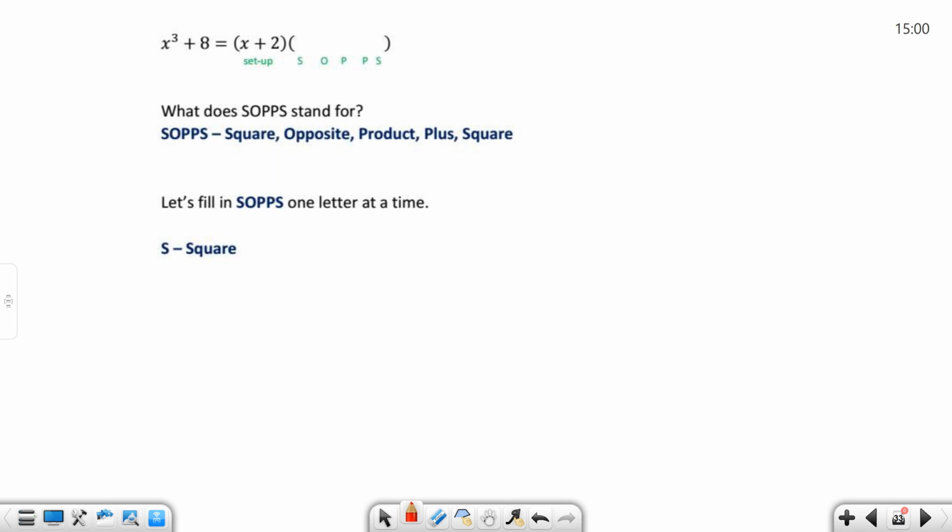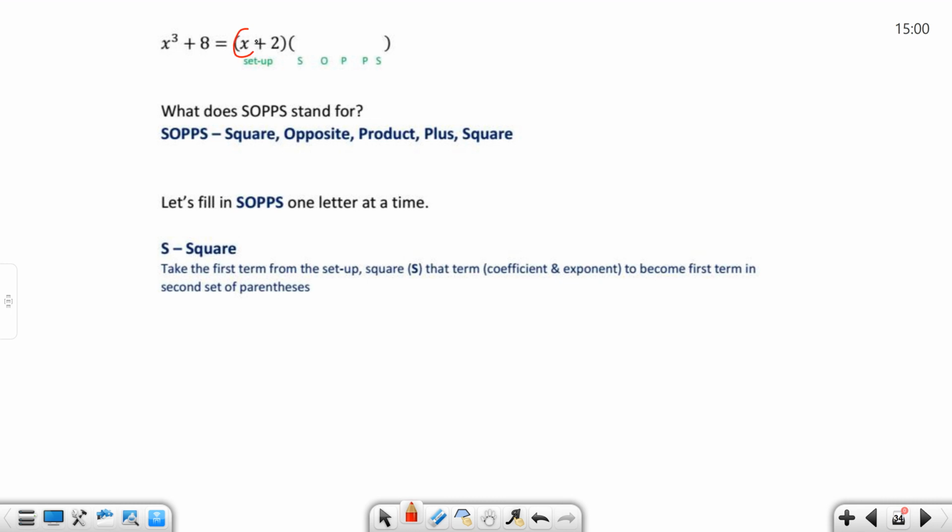Okay, so let's fill in SOPPS one letter at a time. So we're going to square with the S. What we do is we take the first term from the setup. We're going to square it and put it right there. So let's see what that looks like. X squared is x squared, right? We take this term and square it, and we get that right there.